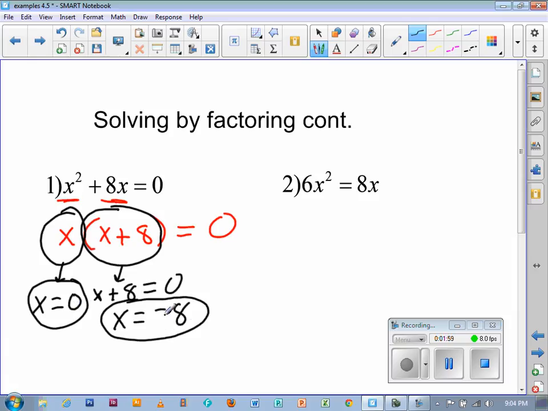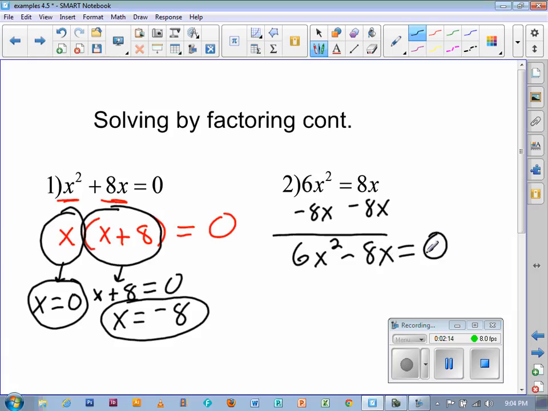Now, checking out number 2, it's a similar problem. There's no C term, but it's not in the right order. So, if you're going to factor out the GCF, make sure that you set it equal to 0 again. So it's 6x squared minus 8x equals 0. And then we factor out the GCF of both, which in this case is a 2 and an x. So if we factor 2x out, we get 3x minus 4. Again, 2 is the GCF, greatest common factor of 6 and 8. And they both share an x, so we factor 2x out.